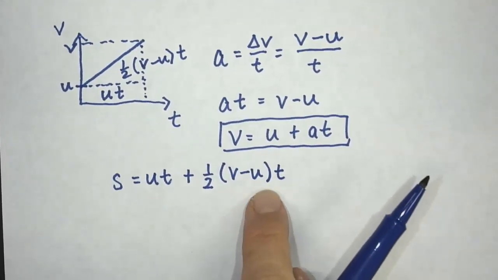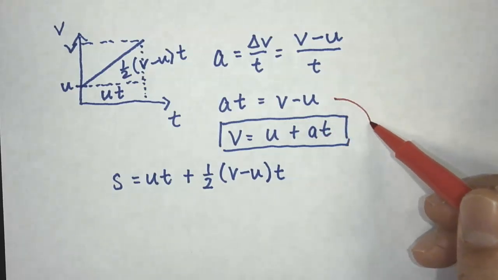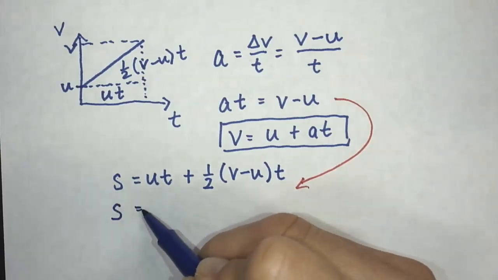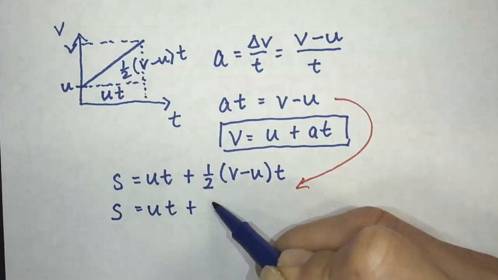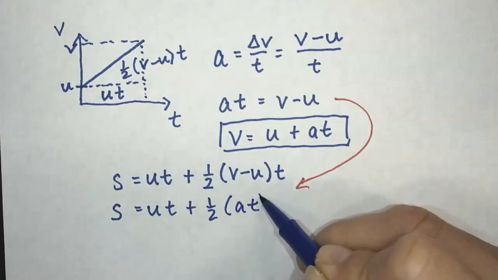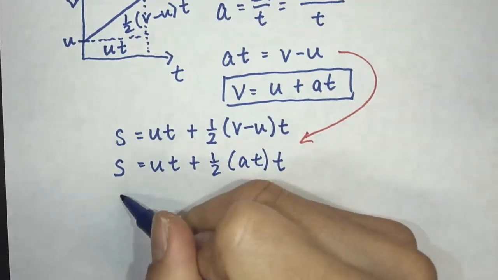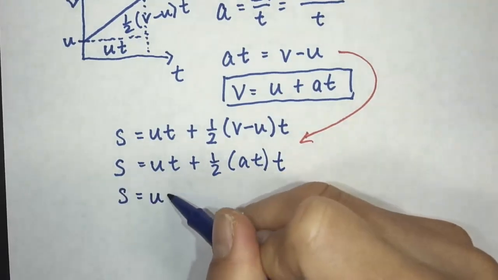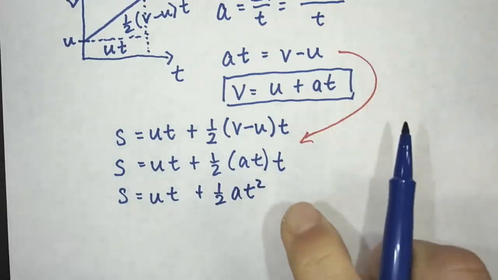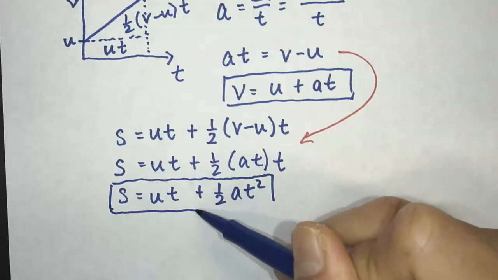Now, this V minus U looks familiar. We've seen this before, which is from up here. So we're going to substitute that in here. So we have S equals UT plus 1/2, and for V minus U, I'm going to substitute AT. So substitute AT here, and then I have T here as well. And so we're going to square that. The displacement is equal to UT plus 1/2 AT squared. Okay, so this is our second kinematic equation right here.